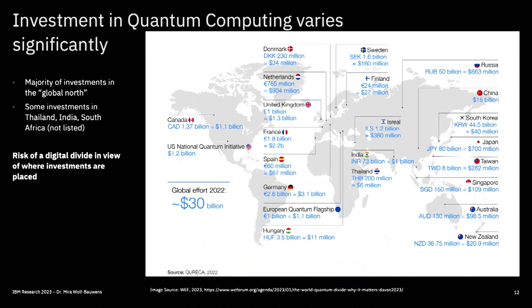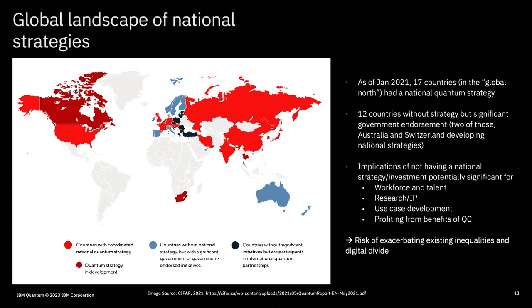And just going with another view, these are all the global nations that either have a coordinated national quantum strategy or significant investment in it, and again, you can see very heavily concentrated up in the northern hemisphere, very little down in the southern hemisphere. So I think this is one of the things we should think about addressing when we talk about responsible quantum computing. How do we help this? And it's not an easy problem.